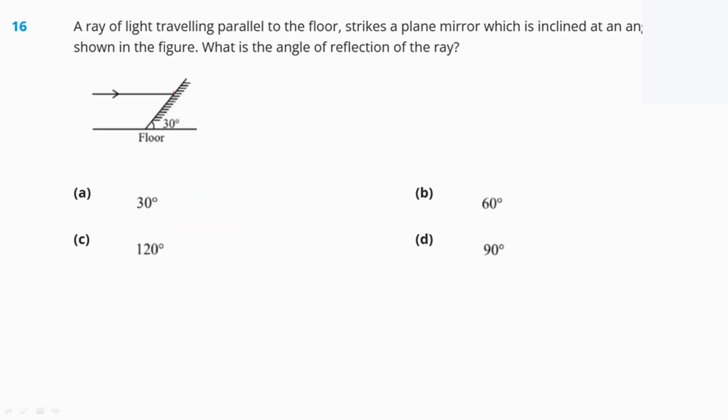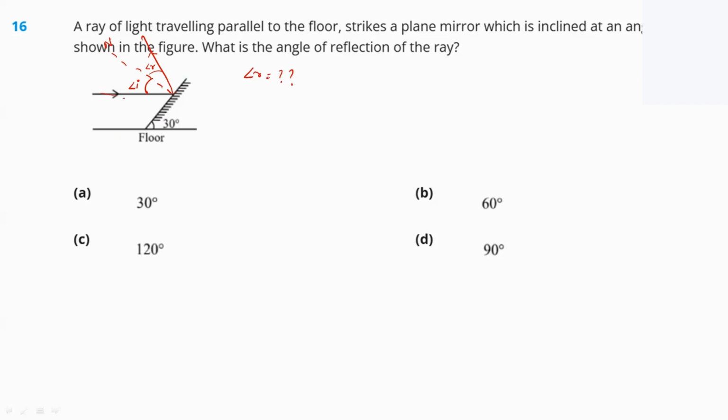So if this is the incident ray, then definitely this is going to be the reflected ray. And this is going to be the normal, right? Now how do we find the angle of reflection? This will be your angle of incidence and this will be your angle of reflection. So we have to find the angle of reflection for this question.